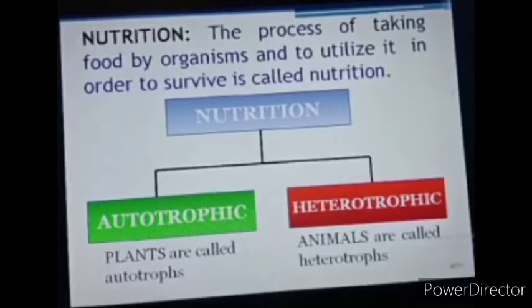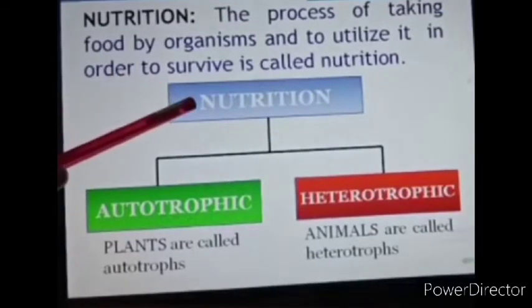Nutrition is the process of taking food by organisms and utilizing it in order to survive. This is the definition of nutrition. Nutrition is very important for all organisms because without nutrition, organisms are not able to survive.